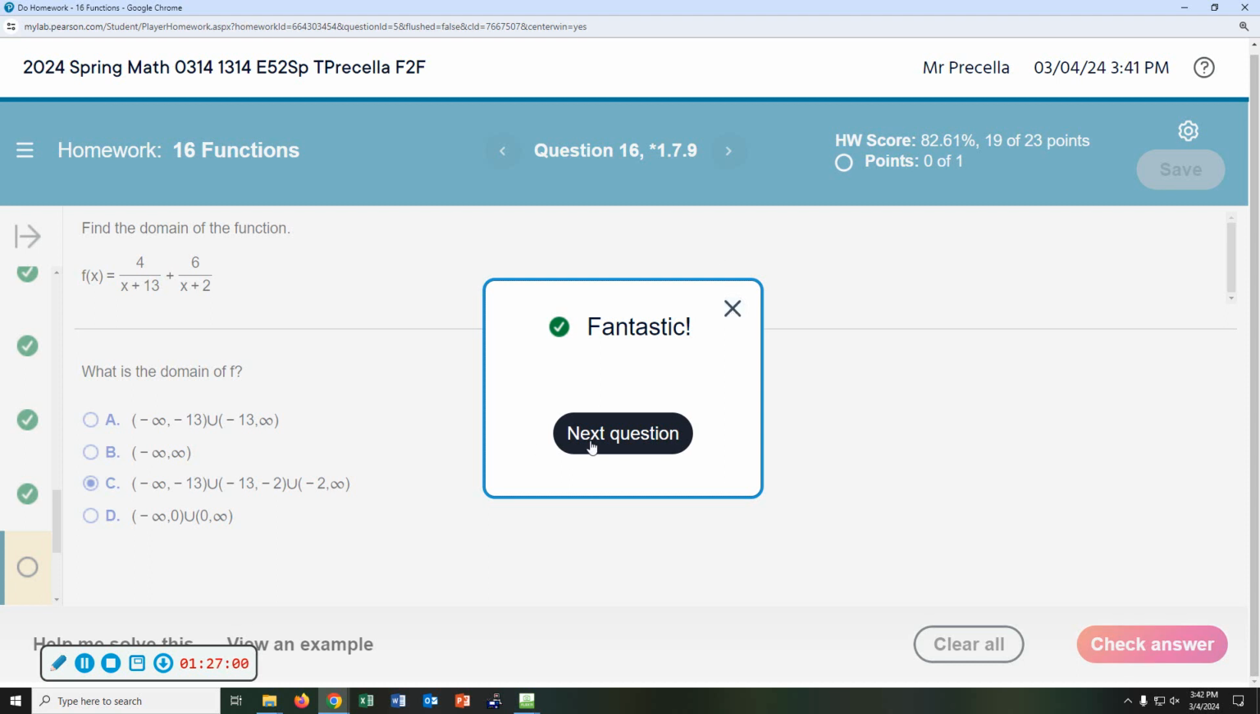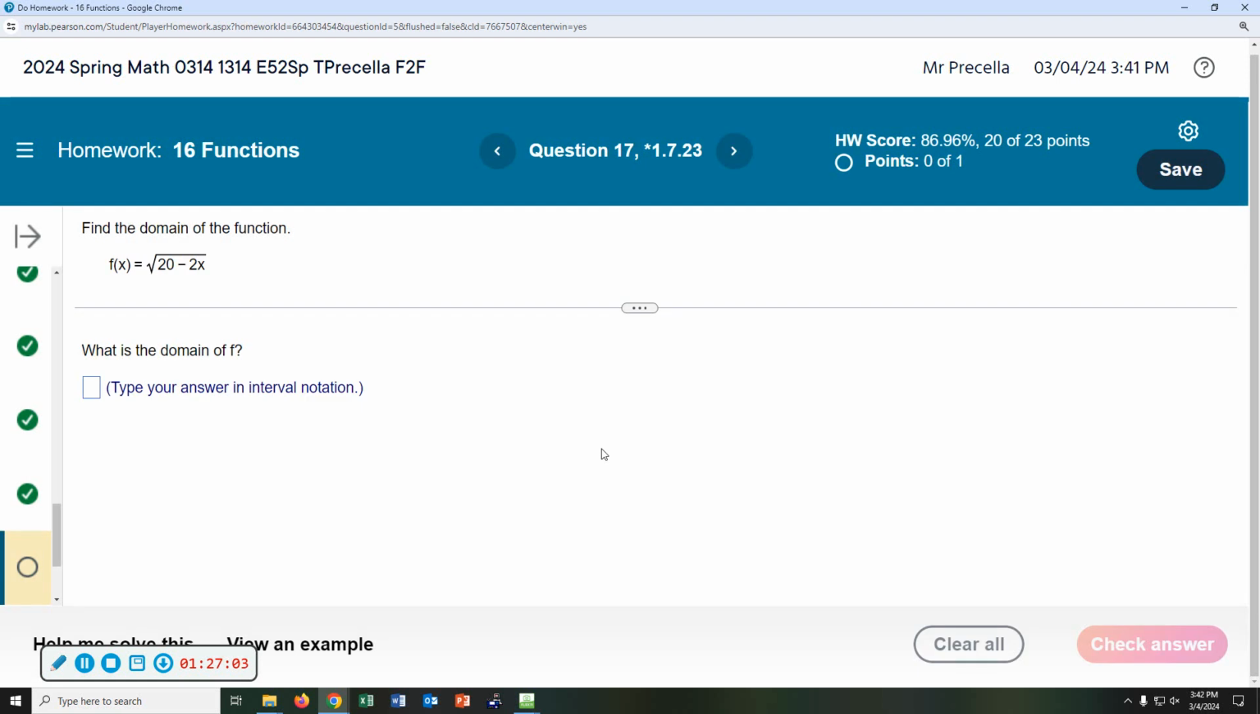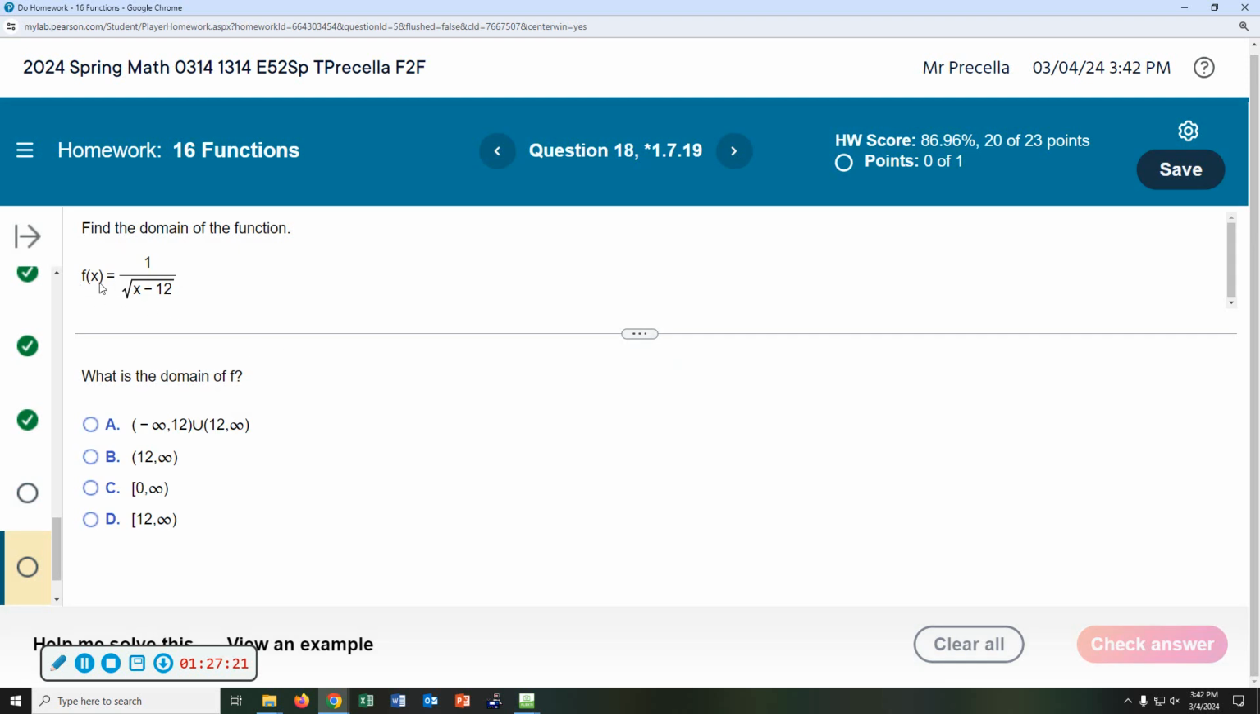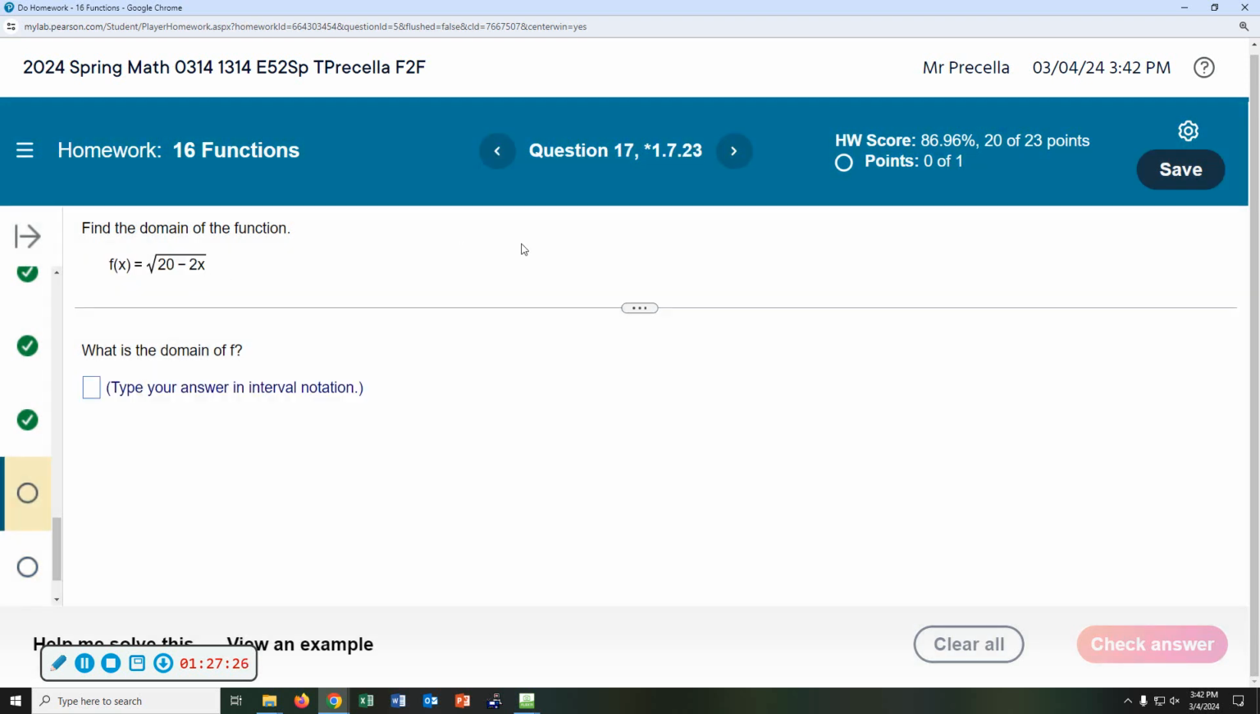There's got to be one with some square roots. Compare 17 and 18. Look at 17 and look at 18, because I'm going to tell you two different ways to do them. They both have square roots, but one of them has the square root in the bottom of the fraction, and one of them doesn't have a fraction. So I'm showing you how to do number 17 first. This is how to find the domain of a square root function if there's no fraction.